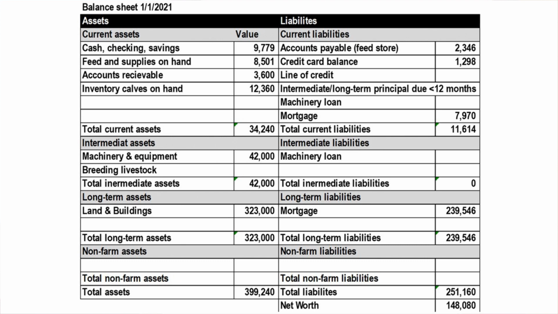Same with machinery and equipment. I like to list out all of those because maybe my 4-wheeler is paid off, but I'm paying on a tractor. Or an implement's paid off, but I'm paying on something else. So I like to see those even broken out more than that.